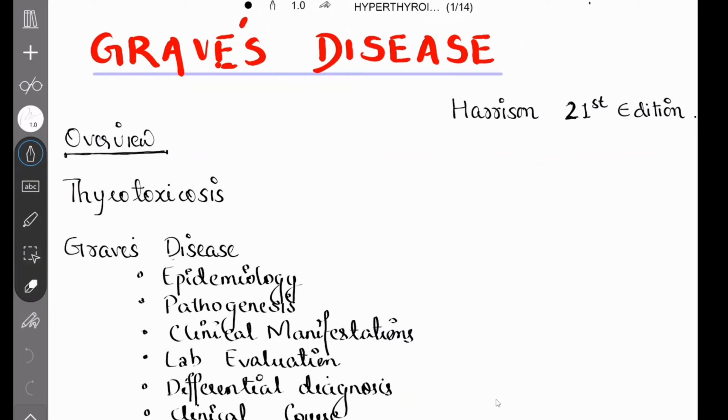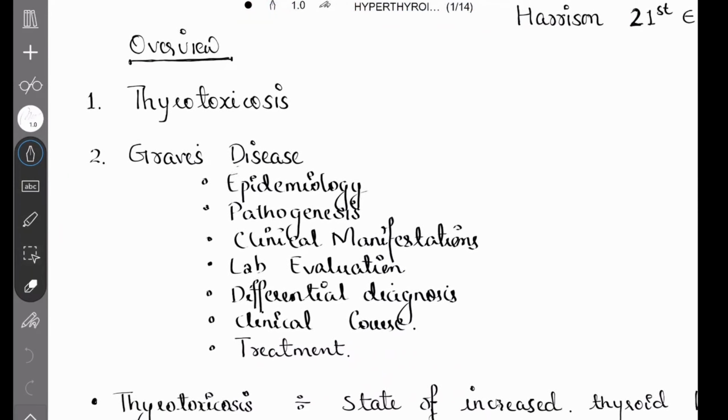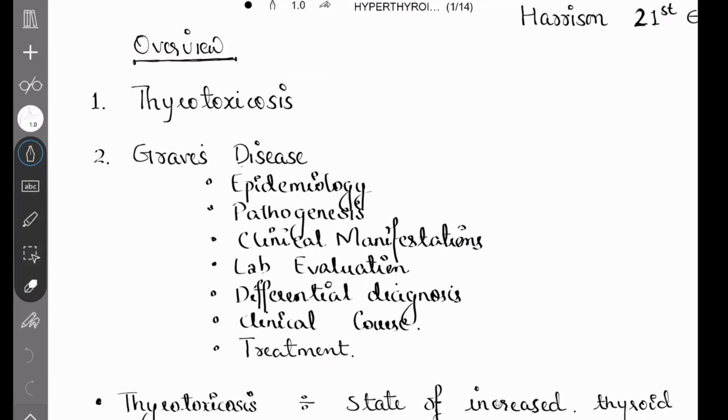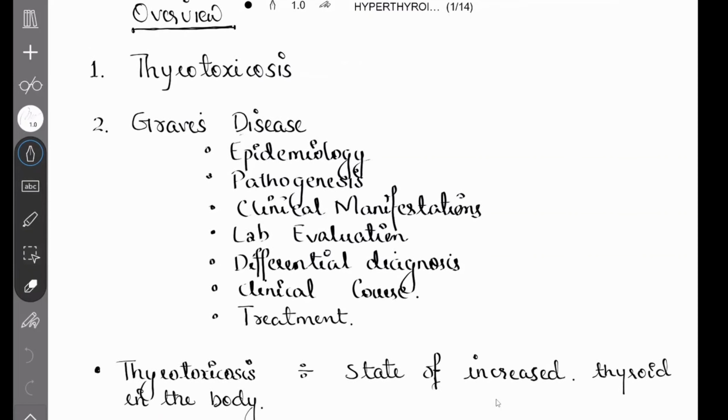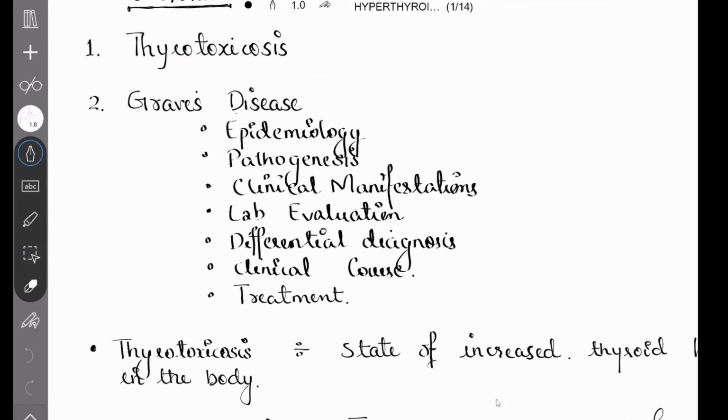Hello everyone, we are starting with Graves' disease, which is a part of thyrotoxicosis. We are quoting the Harrison 21st edition. Let's see the overview of Graves' disease. First, we'll be discussing thyrotoxicosis. Secondly, we're discussing Graves' disease, its epidemiology, pathogenesis, clinical manifestations, lab evaluations, differential diagnosis, clinical course, treatment.